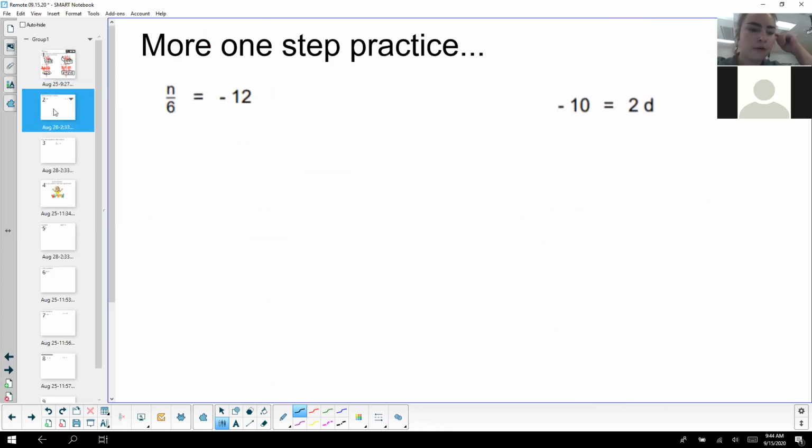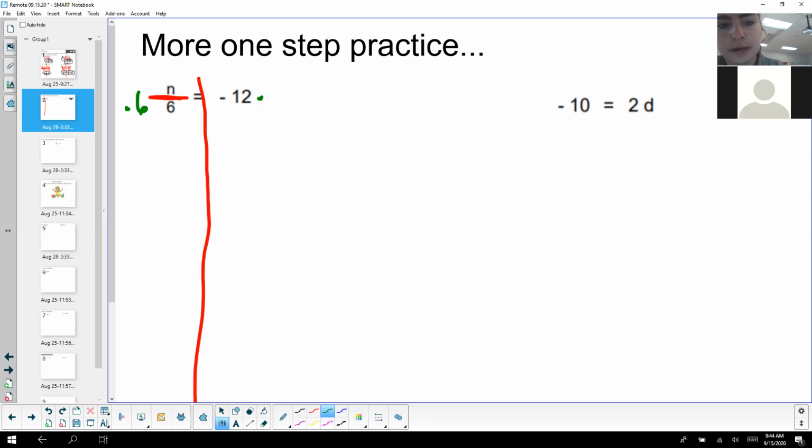All right, so we're going to go over a little bit more one-step practice. We've got n divided by 6 equals -12. So something divided by 6 equals -12. I see this bar right here that represents division. Again, I want to get n isolated all by itself, so I'm going to multiply both sides by 6, doing the opposite operation. Times 6 divided by 6 is going to cancel, so I'm left with n equals -12 times 6.